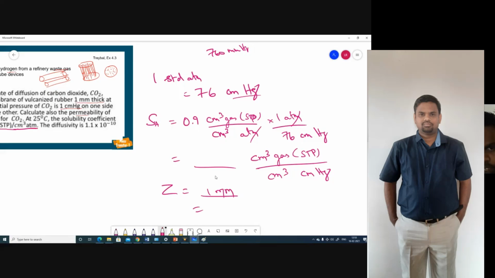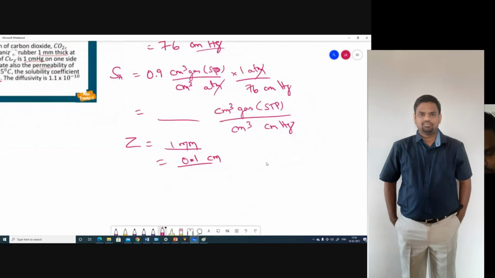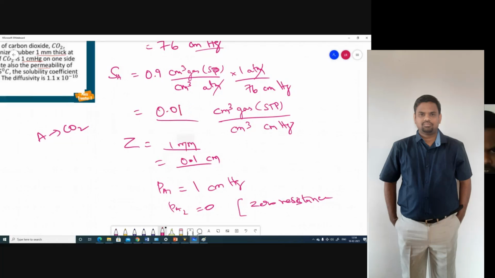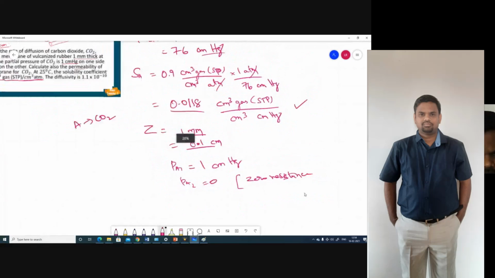Z is given as 1 mm thickness. We have to substitute in centimeters. PA1 is given. We are taking A as CO2. Okay. So PA1 is given as 1 centimeter mercury. PA2 is 0. Sir, you will get 0.0118. Yes, sir. Okay, so we have all the things to substitute in the VA expression.